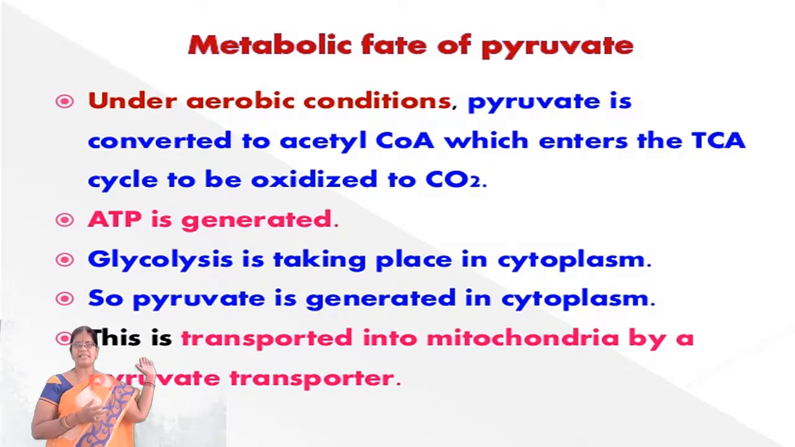Generally, glycolysis takes place in the cytoplasm. So, pyruvate is generated in the cytoplasm. But the TCA cycle takes place in mitochondria. The pyruvate which is produced in the cytoplasm cannot enter into the mitochondria. For the entry of the pyruvate into mitochondria, it has to be converted into acetyl-CoA, and then this acetyl-CoA will enter the TCA cycle. So, the pyruvate is transported into mitochondria with the help of a transporter called pyruvate transporter.